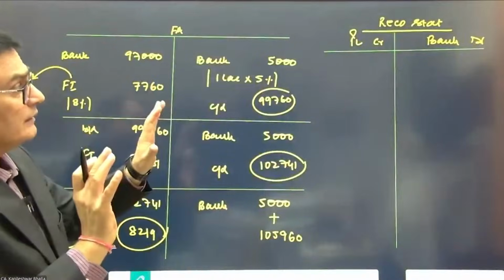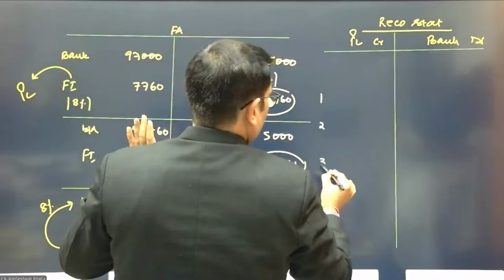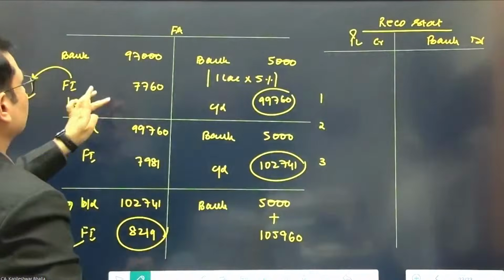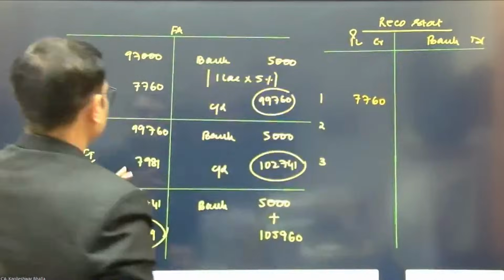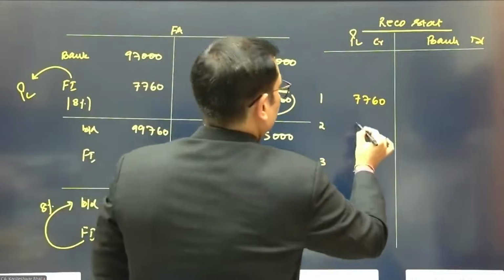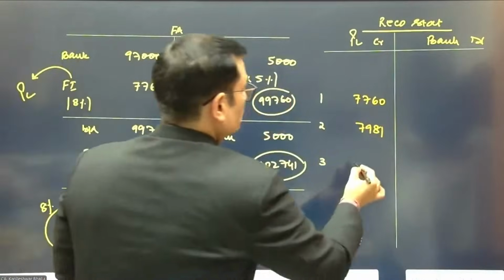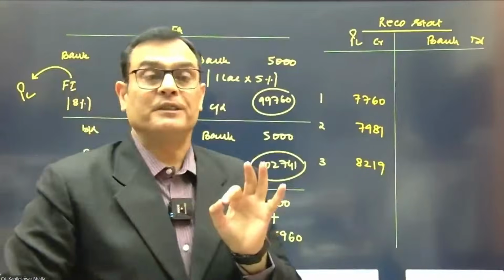Now let's look at the deal. How much are you crediting in the P&L? The credit to the P&L is over a period of 3 years. So we can see the credit in the P&L in the first year is 7,760, the second year is 7,981, and the third year is 8,219. This is the credit in the P&L over the period of 3 years.